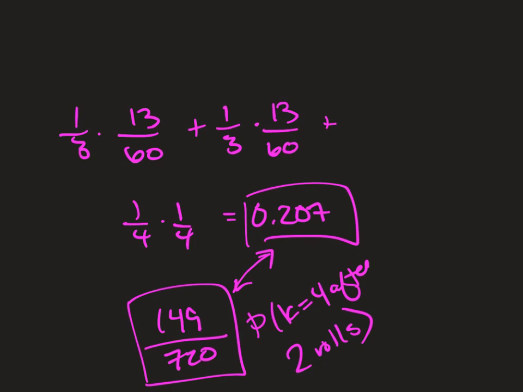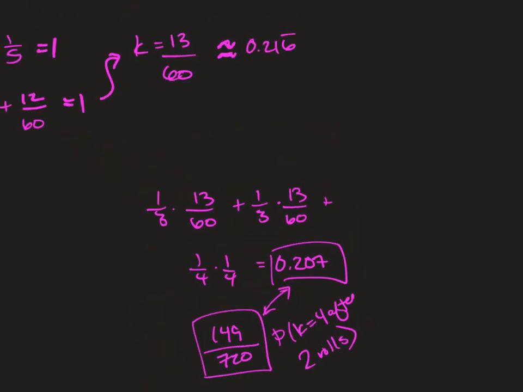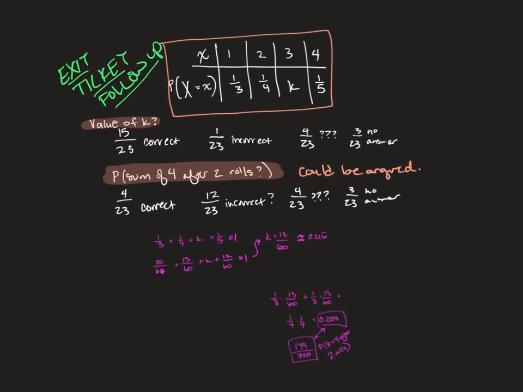Now, some people did seem to interpret this incorrectly, and maybe just thought that it was like just getting a 4, in which case lots of people just answered a fifth. But be careful that you're reading it of like the sum of a 4 after 2 rolls. So like could be argued that maybe more people did better.